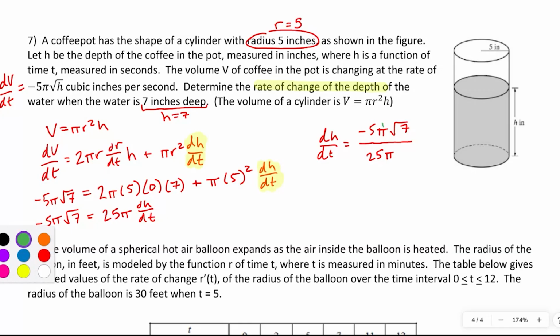Pi divided by pi is 1. You can reduce 5 over 25 to 1 over 5. So our final answer here is going to be negative root 7 over 5 inches per second. And that is the rate at which the height is changing. Since that number is negative, that means the height's decreasing. Someone's drinking the coffee.